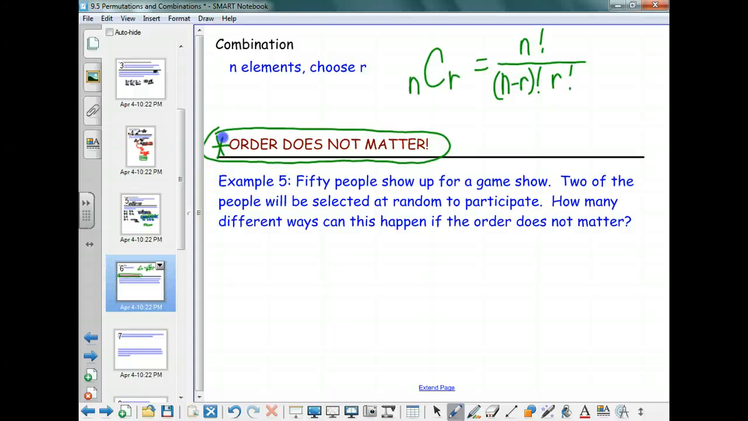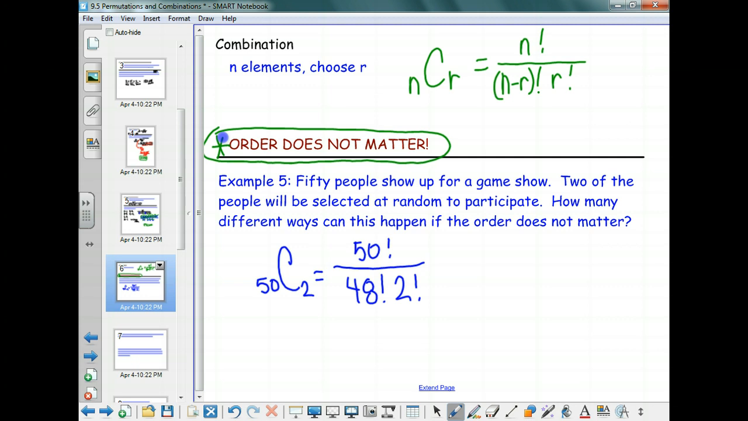Again, 50 people showed for the game show. 2 of them are selected at random to participate. How many different ways can this happen if the order does not matter? All right. So I've still got the 50. I am doing a C now with 2. I still have 50 factorial on top. What's on bottom on this one? 48 factorial because it's 50 minus 2, and 2 factorial because I've now got the r factorial on bottom.